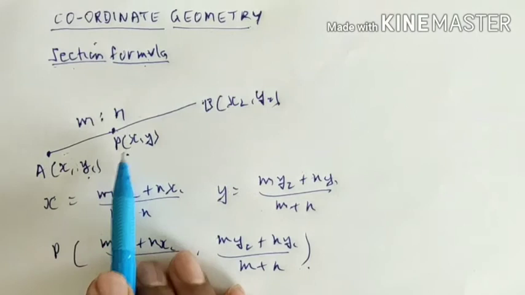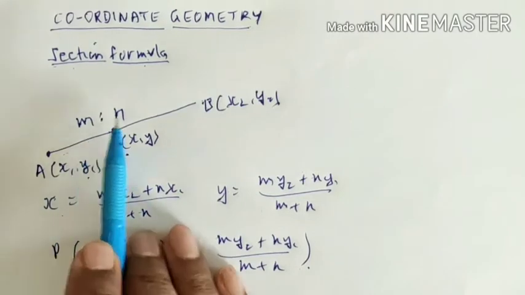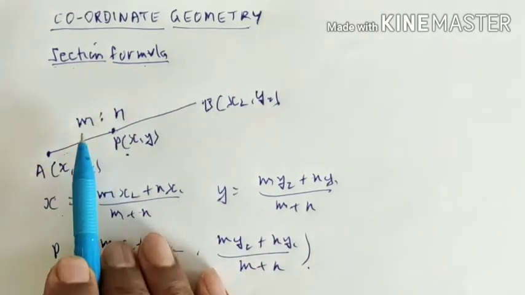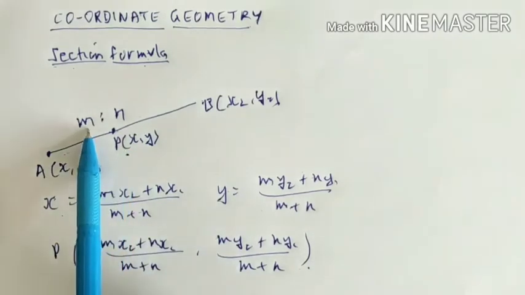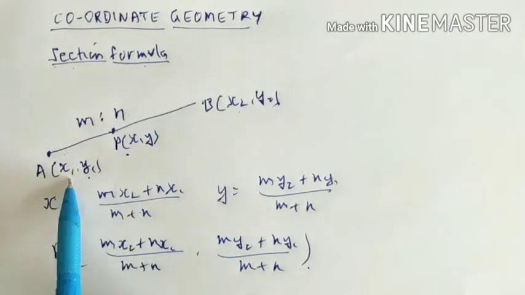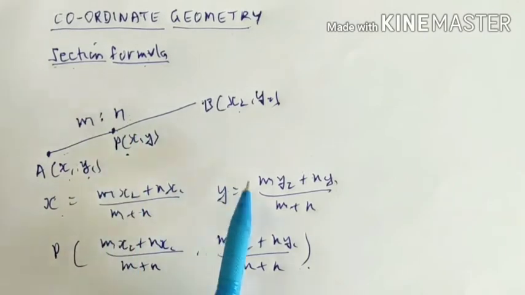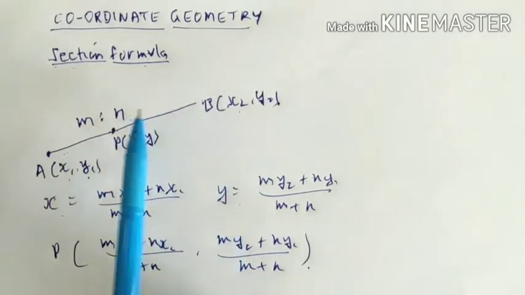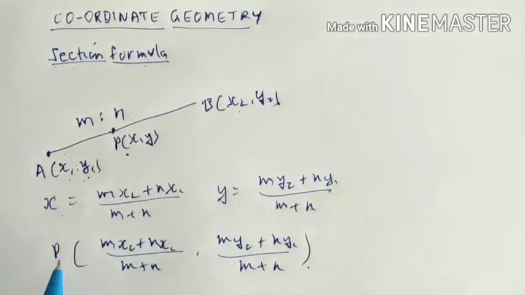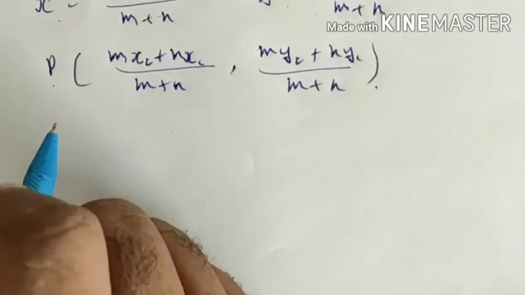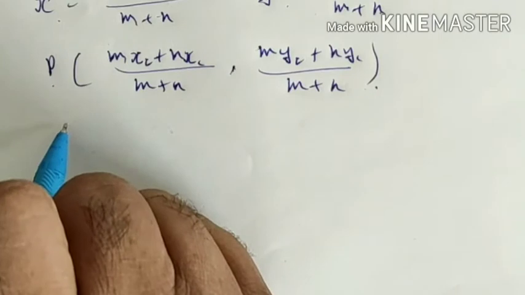Formula is x coordinate of this point P is given by mx2 plus nx1 upon m plus n. So you have to remember like this: mx2 plus nx1 upon m plus n, and y coordinate is given by my2 plus ny1 upon m plus n. Or you can say that the coordinates of the point P is given by mx2 plus nx1 upon m plus n, comma my2 plus ny1 upon m plus n. Now one more formula is there. It is known as midpoint formula.